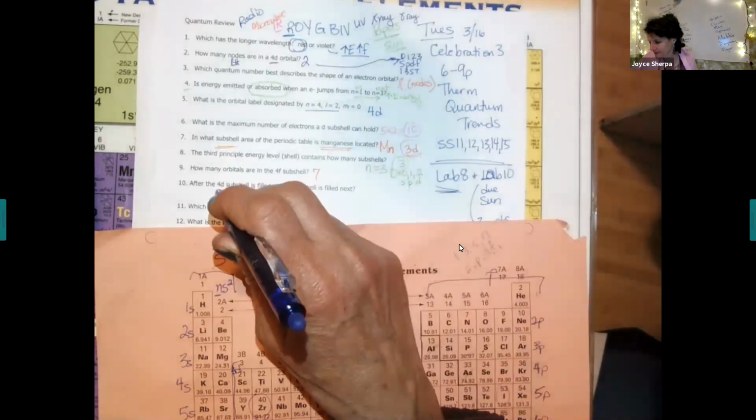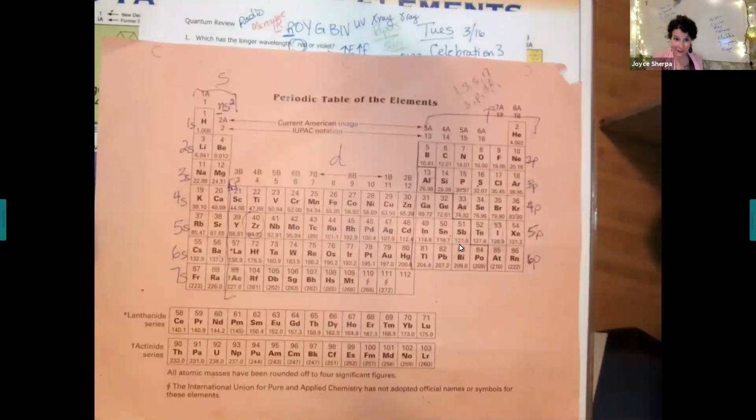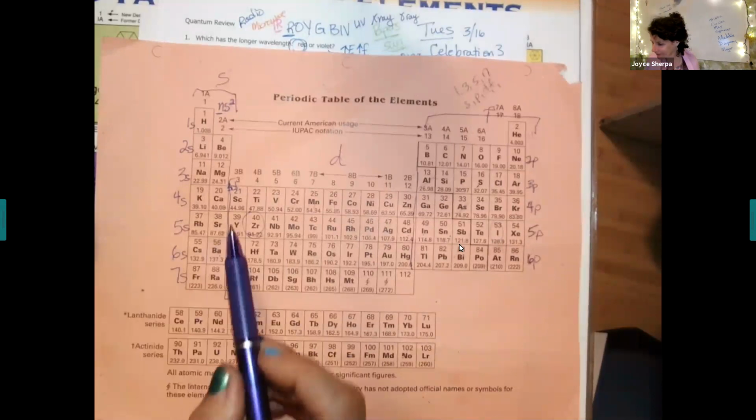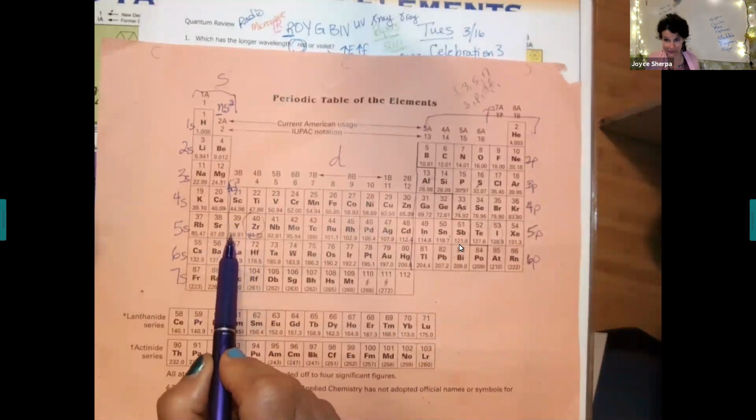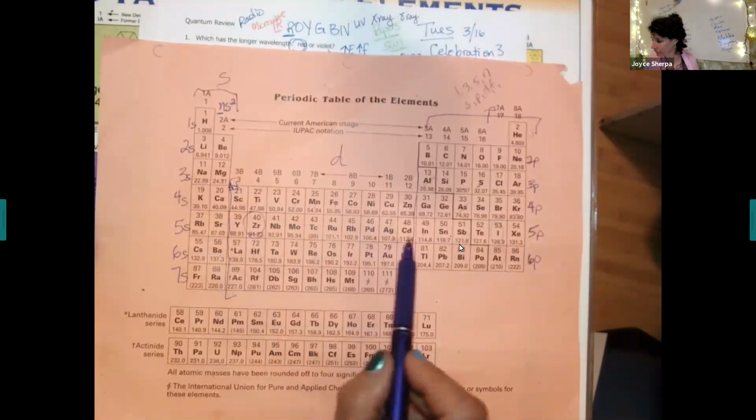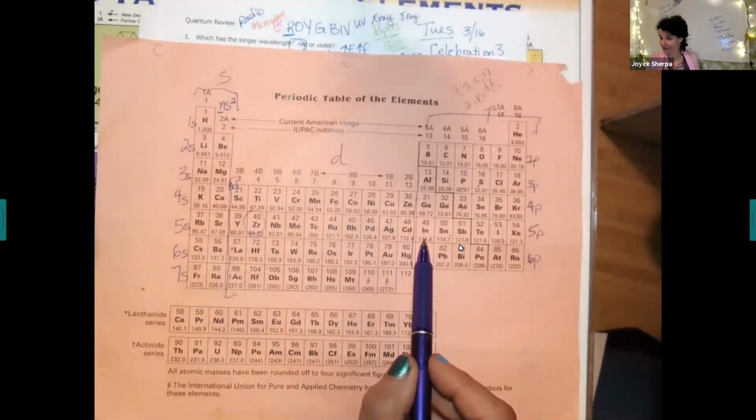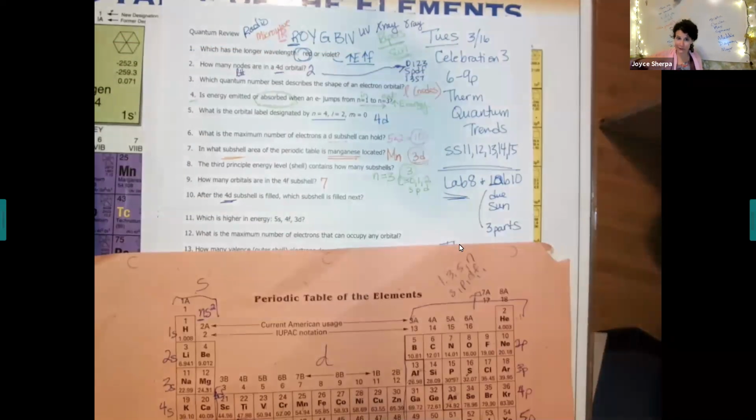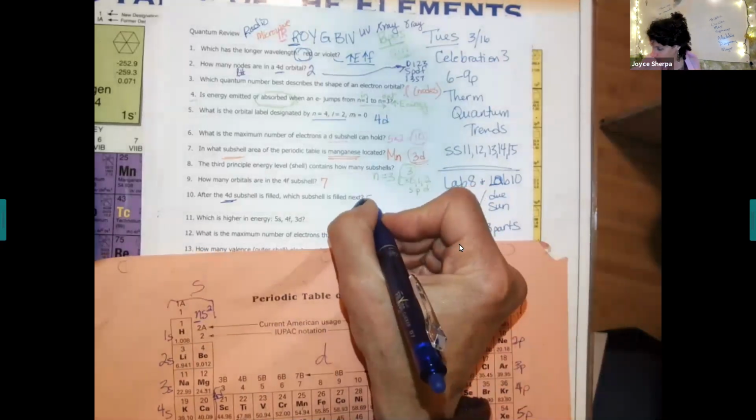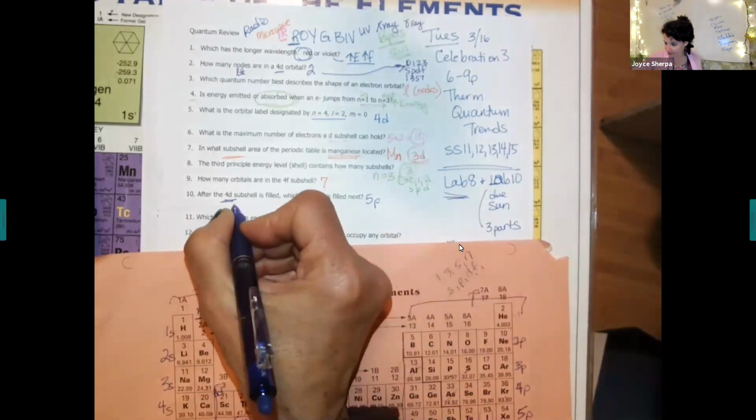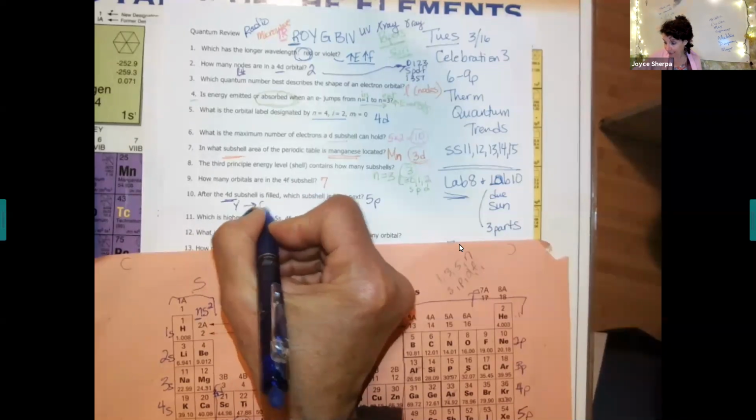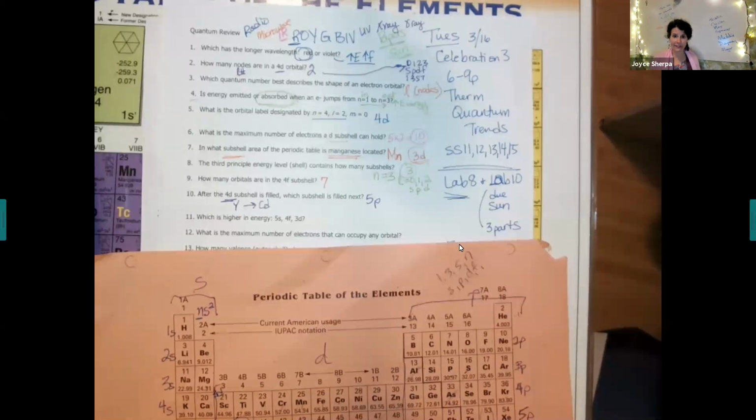All right, after the 4D. So your periodic table has all the answers. So the 4D would start with yttrium, and it would go to cadmium. So what comes next? The 5Ps. So the periodic table gives you the correct order. So again, the 4Ds are yttrium to cadmium, and then we go into the 5Ps. Any questions 1 through 10?